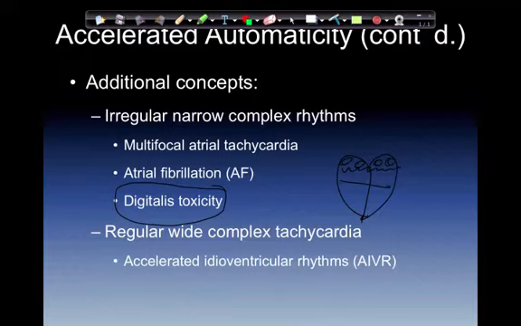Regular wide complex tachycardias, accelerated idioventricular rhythms. This would be something that looks similar to VTAC, but was greater than 40 beats per minute. So we start worrying about ventricular-based tachycardias. Definitely we start worrying about them if they're over 100, but we generally only treat them if they're over 150. That's per AHA standards. We watch them and monitor from 100 to 150. When they get over 150 and we have cardiac symptoms, we need to pull the trigger on the treatment.